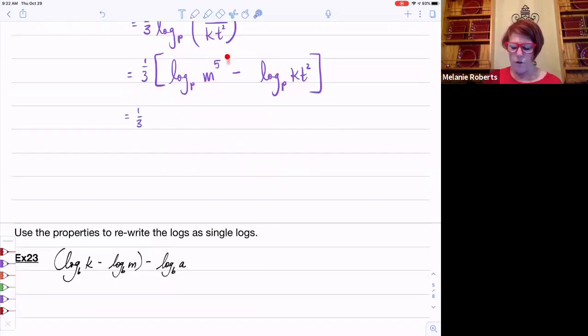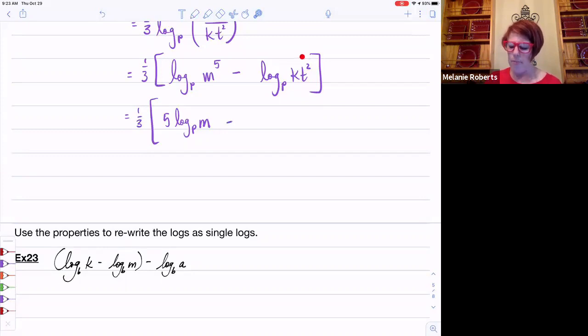Let's look at the first term. Do I have a power, a quotient, or a product? And I do have a power, so let's use the power rule on that piece. Power rule says I have 5 times log base p of m. Now, when I look at that one, this is totally finished. I have no more powers, no more products, no quotients. So that term is finished. Let's go on to the next term.